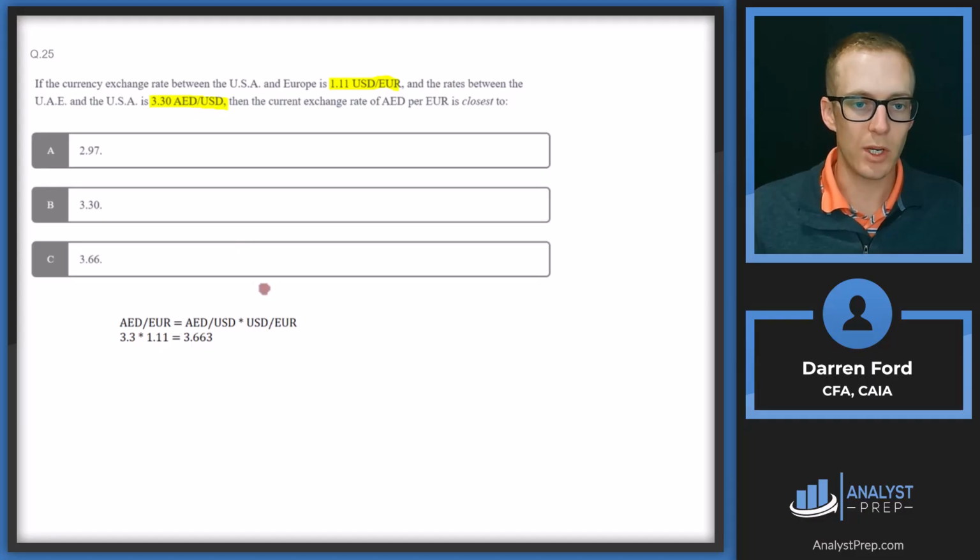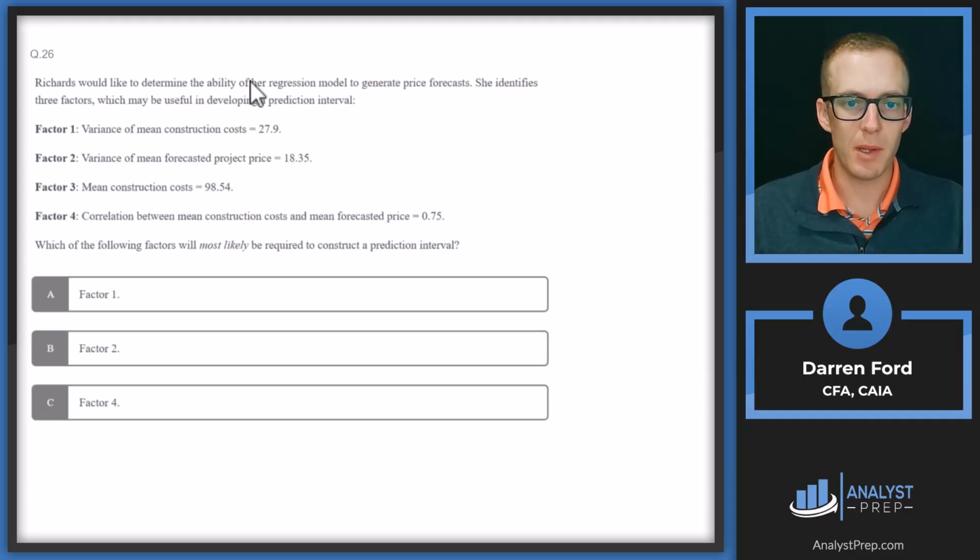And the key when you're doing exchange rates is you always want to get the currency that you want to get rid of in the middle. So we want to end with AED/euro, so we want to make sure the USD, which is what we want to cancel out, is in the middle. So when we multiply this through, we get rid of USD and we end up with AED/euro. We multiply these through, we get 3.6633. Answer C.